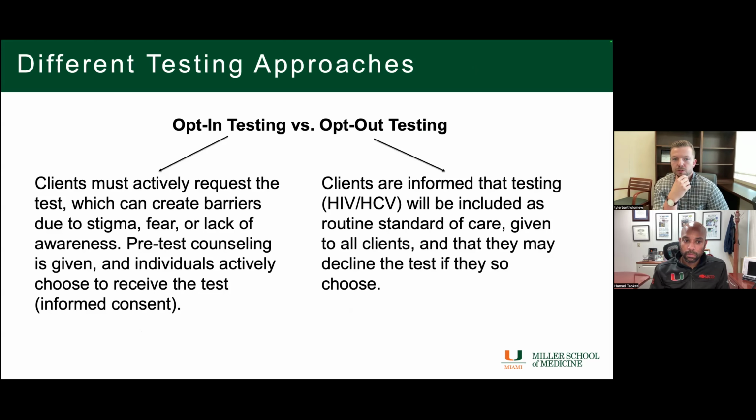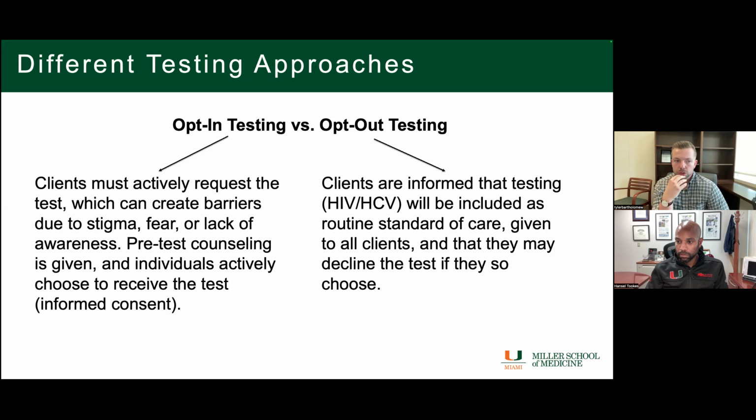So there's two different types of approaches that we typically consider that have utility when it comes to implementation in the SSP context. One is opt-in testing, one is opt-out testing. So when we look at opt-in testing and define that, we know that clients must actively request the test, which can create barriers due to stigma, fear of the test result, or fear of retribution of engaging in that type of service, or lack of awareness around the HIV test itself or even the hepatitis C test.